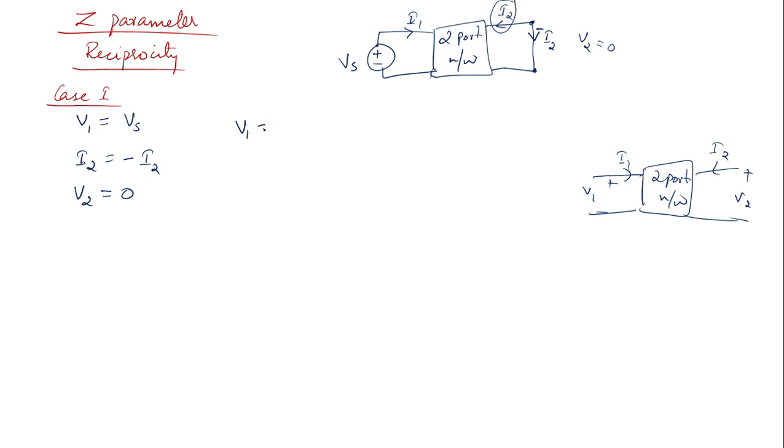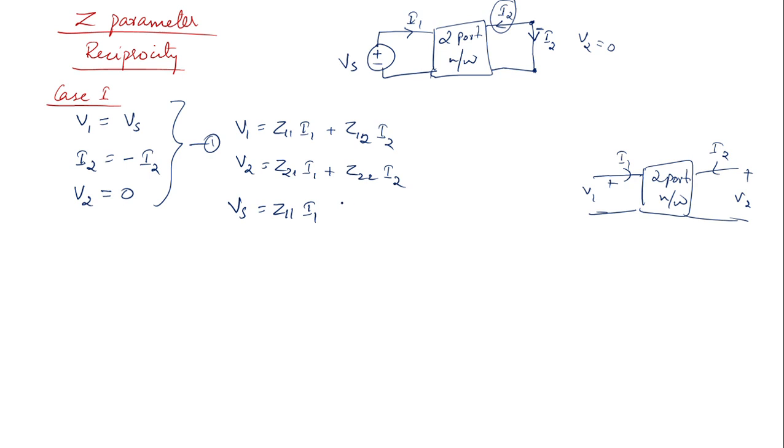It is V1 is equal to Z11 I1 plus Z12 I2, and V2 is equal to Z21 I1 plus Z22 I2. This is your two-port network, and you can substitute these values into your Z parameters. So V1 is equal to Vs is equal to Z11 I1, and I2 is minus I2, minus Z12 I2. Similarly, instead of V2 you have 0 is equal to Z21 I1 minus Z22 I2.